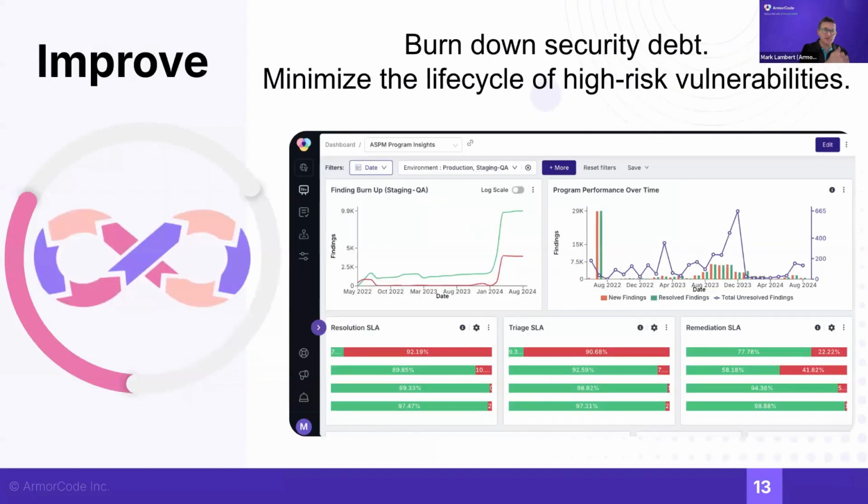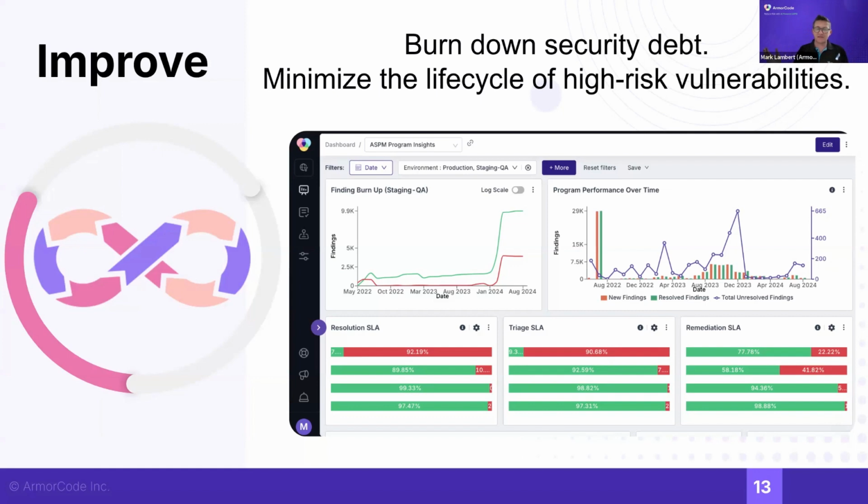Okay, so we've gone through observe, we've gone into act. The third step of the process is improving. How can we focus on doing it better? How are we doing from the point of view of burning up or burning down our security debt? How can we understand that we're actually fixing more things than are coming in? And if we aren't, how do we react? How are we doing on our service level agreements?